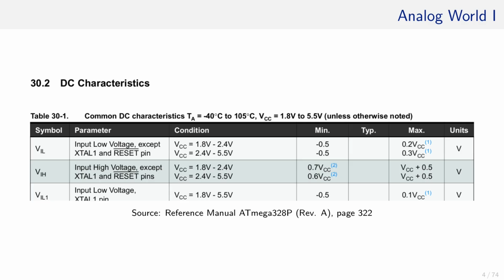Let's have a look at the voltages that count as 0 and the ones that count as logic 1. This is from the datasheet of the ATmega. A logic 0 here, VIL, is the input low voltage and it depends on the input voltage VCC.